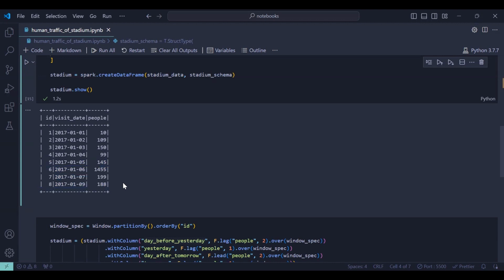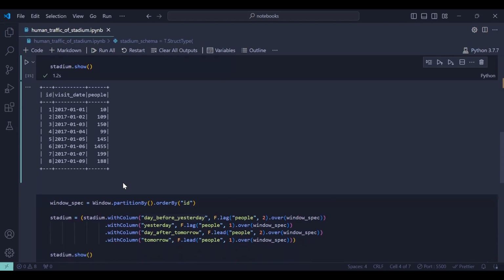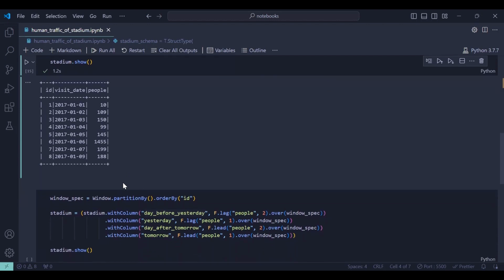So how are we going to calculate the values for today, then yesterday, day before yesterday, and similarly, respective to today, tomorrow, and day after tomorrow? How are we going to calculate it? Okay, so window function makes it very easy. We have analytical functions called lead and lag.